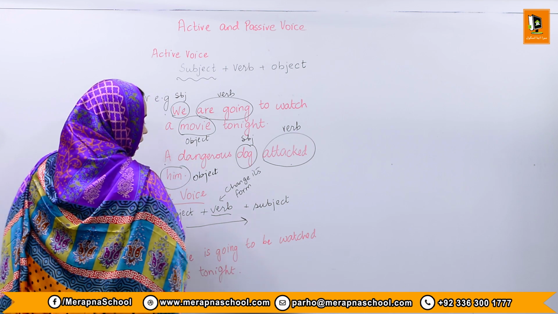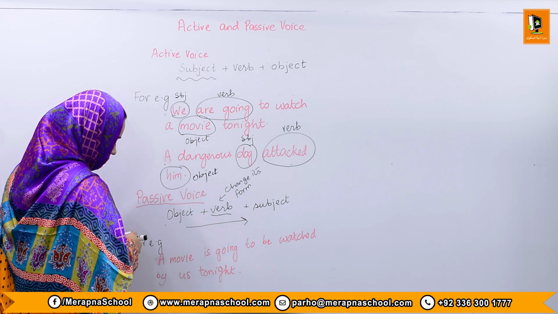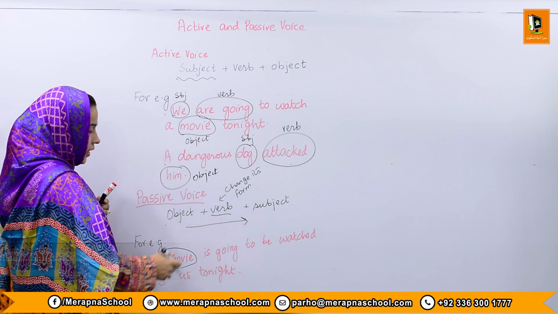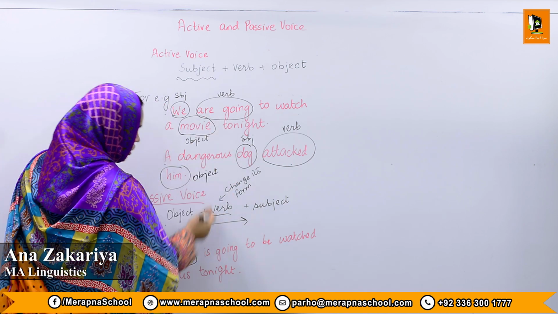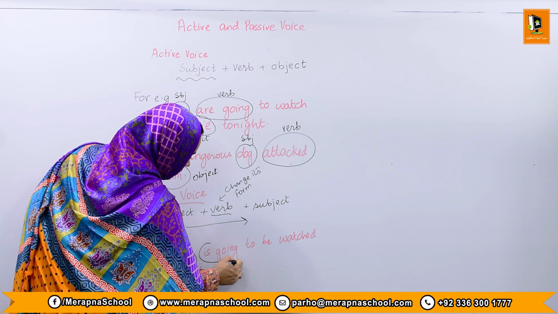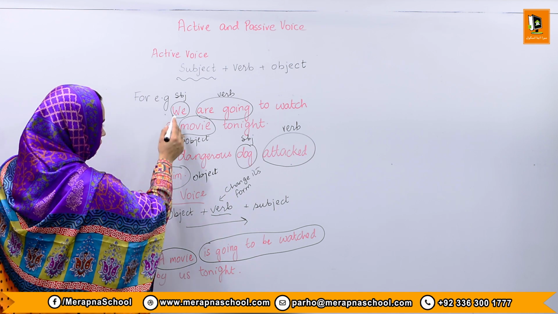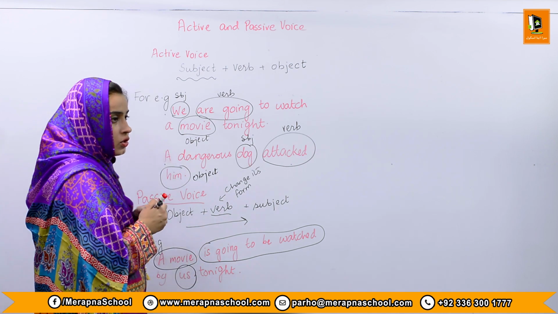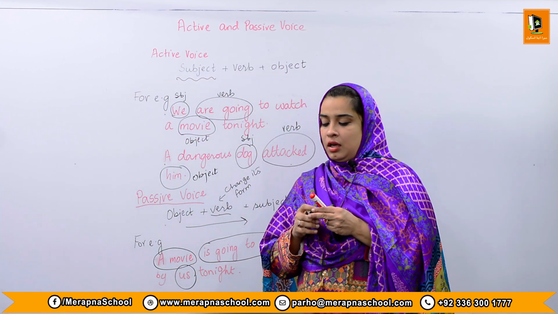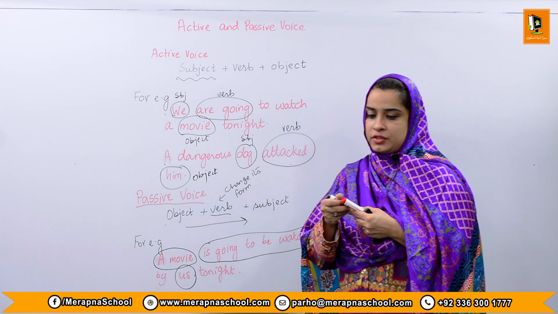So as you can notice, what's happening here is that your object becomes your subject. This has changed its place. Then you will see that there's a change in the form, because a movie is a singular thing, so it's going to be is, and going to be watched by us tonight. The subject comes in the end. So passive voice is considered the weak form of the sentence, but in scientific writing, where action is more important, this type of writing is used.